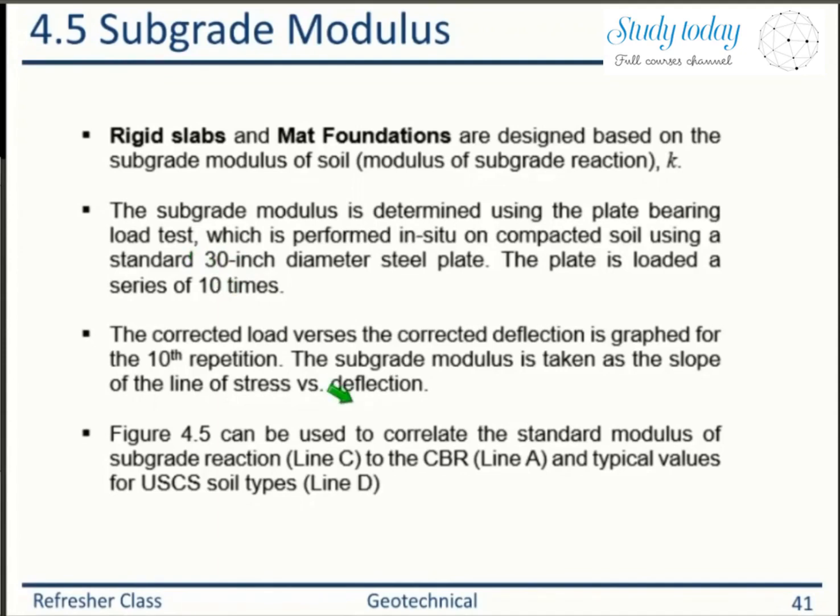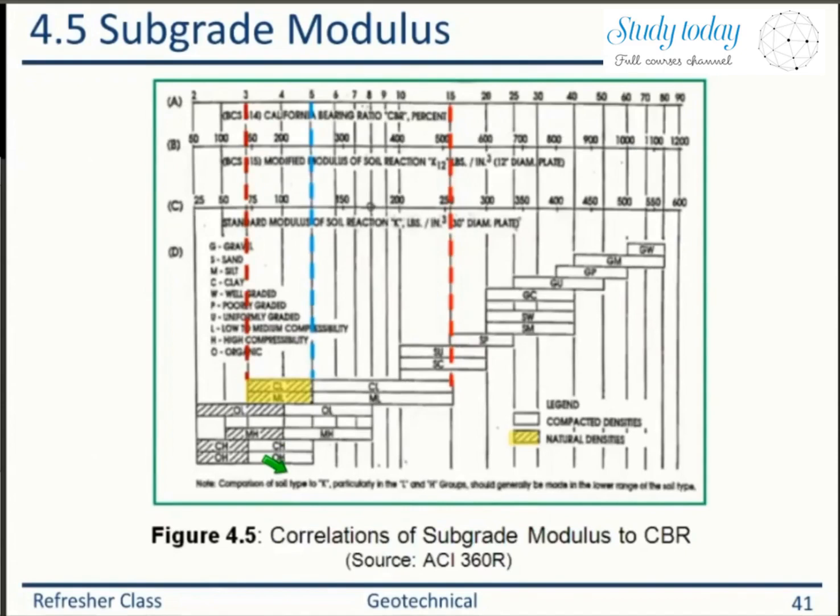Load divided by area gives you stress. So that will be stress versus deflection. What is the settlement of the plate? You can plot it. The stress versus settlement or deflection of the plate will give you the modulus of subgrade reaction K, or subgrade modulus K. And this is used for designing rigid pavements. In regard to flexible pavement and rigid pavement K value, the American Concrete Institute has given this plot which relates your California bearing ratio, CBR value, to the subgrade modulus K value.